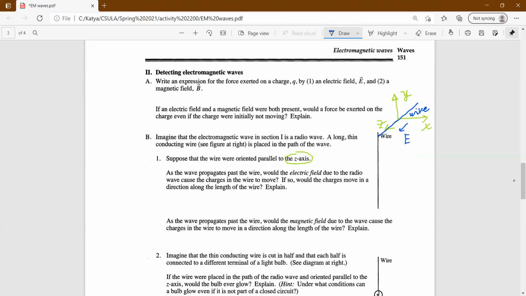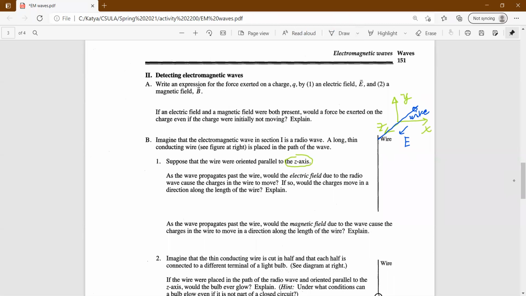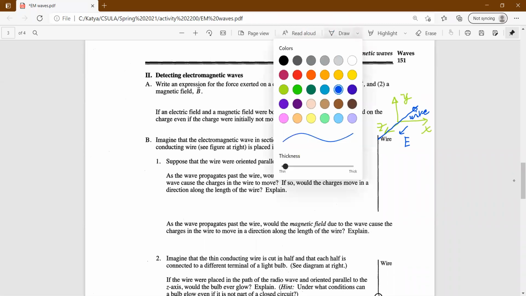A little clue: what does an electric field do with charged particles? Imagine that you have some positively charged particles here. I'm going to draw a tiny circle over here, positive charge. Okay. Somehow I stopped drawing. Give me a second, guys.